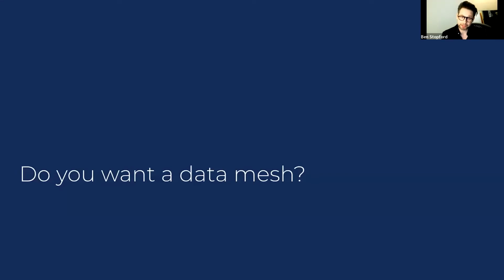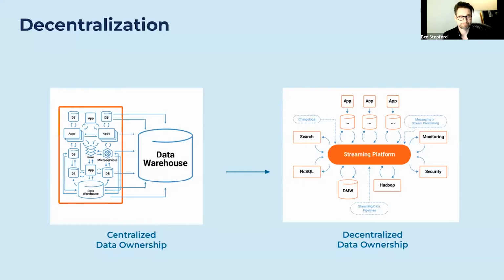So firstly, before we get to all that, you need to work out whether or not you need a mesh in the first place. Don't build one just because they're cool. It's just like microservices, pick a use case which suits it. It isn't for everyone, in exactly the same way that the monolith is a great pattern for many architectures. You shouldn't always use microservices. Likewise, a data warehouse is a great pattern for many architectures. You shouldn't always use a data mesh.